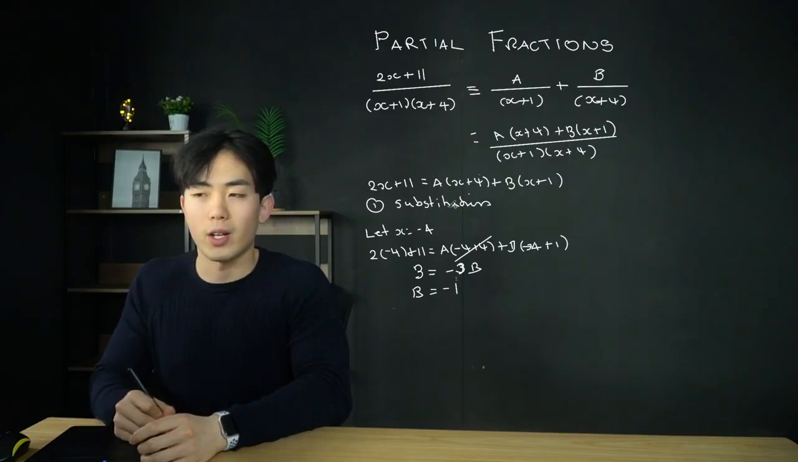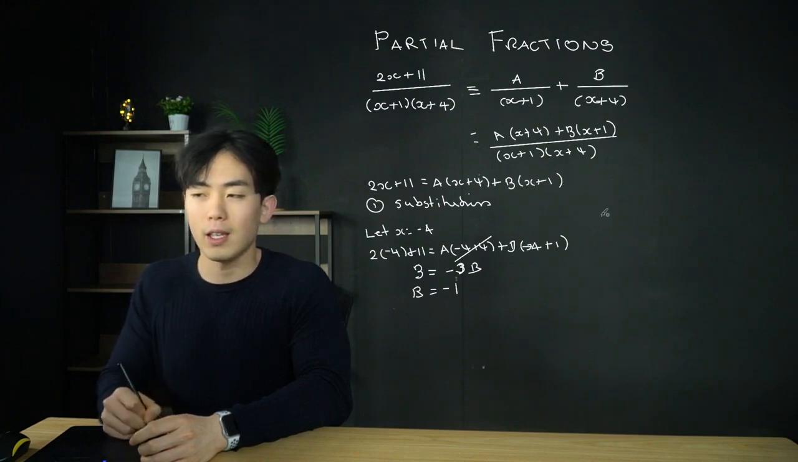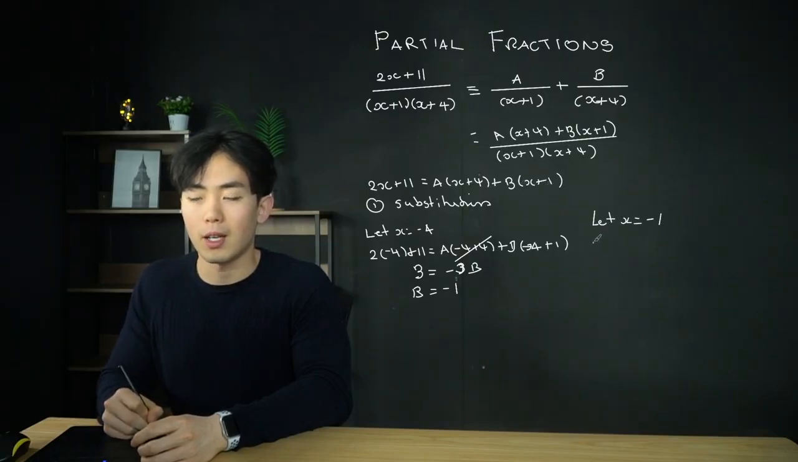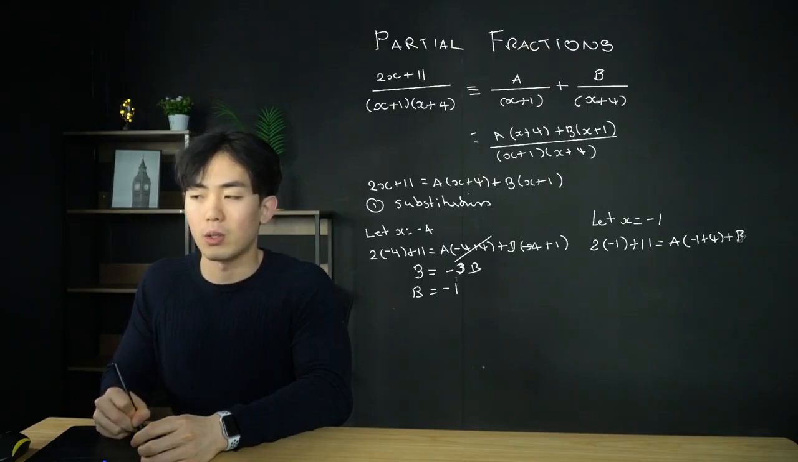Now we have to find this a value. And once again, like before, we're trying to get rid of this b term here. So what we can do is let x equal to, in this case, minus 1. That way, minus 1 plus 1 would be equal to 0, and the b value will disappear. So if we let x equal minus 1 and plug it into the formula, we'll have 2 times minus 1 plus 11, and that will be equal to a times (minus 1 plus 4) plus, I'll write that b term out as well, b times (minus 1 plus 1).